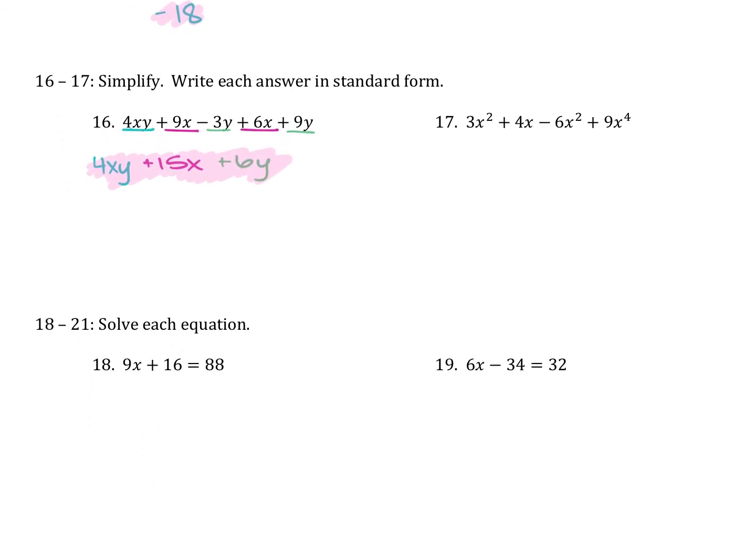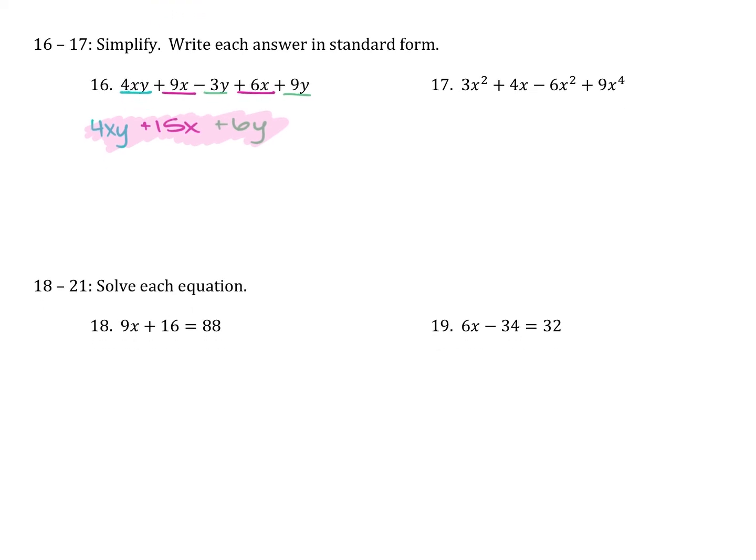For 17, we have 3x squared plus 4x minus 6x squared plus 9x to the 4th power. If I start from the left and move to the right with these terms, if I have anything that matches with the 3x squared, I'm going to combine it. So 3x squared and that negative 6x squared match, so it's going to give us a negative 3x squared. From there, that 4x does not match with another x, so we're just going to drop it down. And then that 9x to the 4th power doesn't match with another x to the 4th power, so we drop it down.